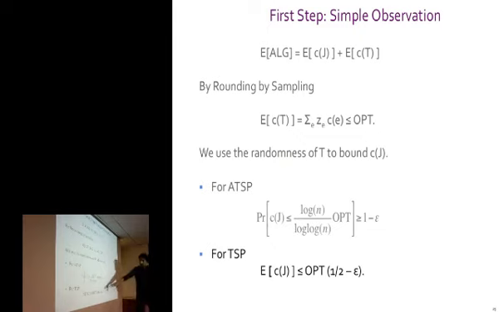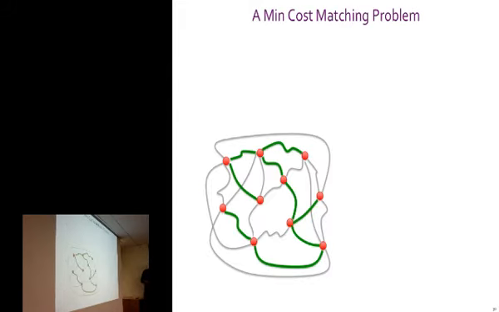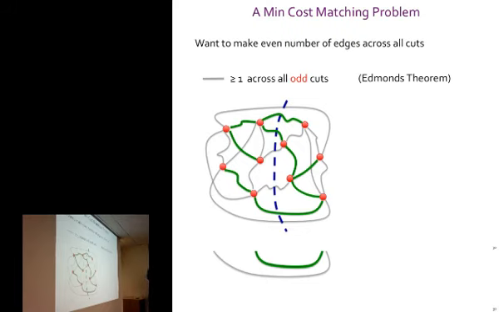So for TSP, we want to bound the cost of the Eulerian augmentation. We want to say it's less than 1/2 of the optimal. So what is the difference here? Here we want to add some edges to make the degree of each vertex even. And this is a minimum cost matching problem. Okay, so this can be done optimally.